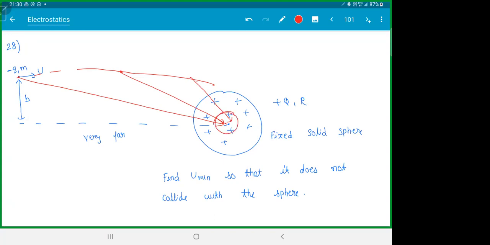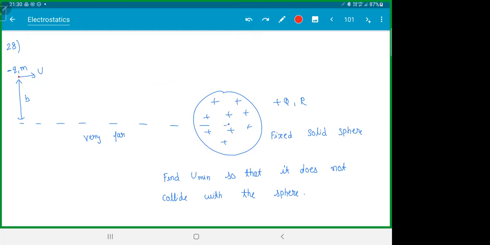Center, na? Torque about the center is zero. No matter how much you travel, the force will always pass through the center. So torque about the center is zero. Therefore, angular momentum about the center is conserved.